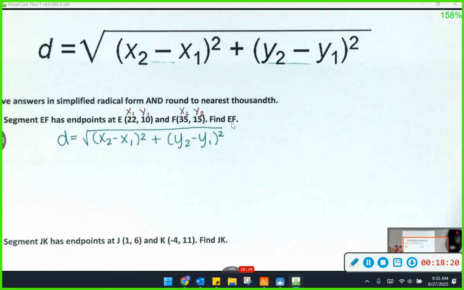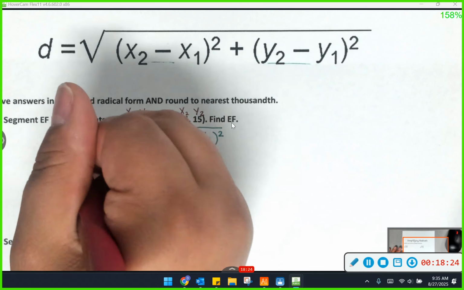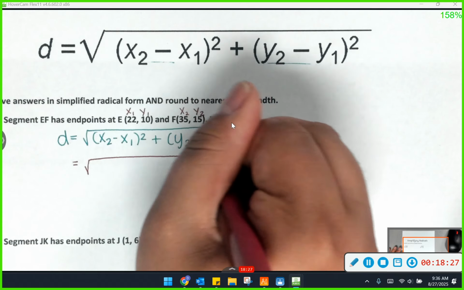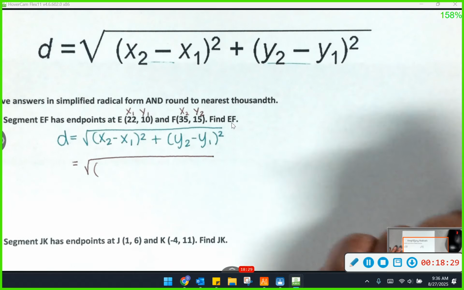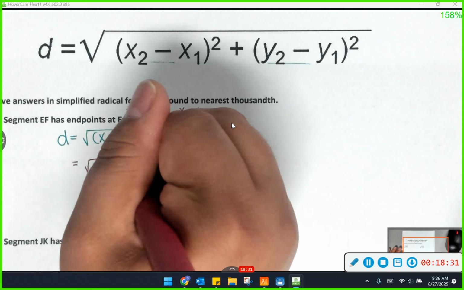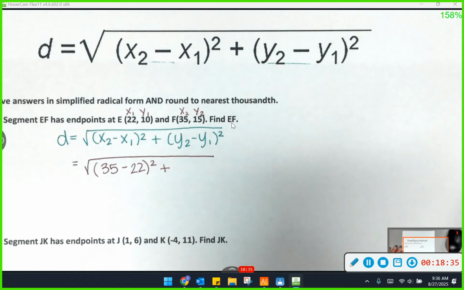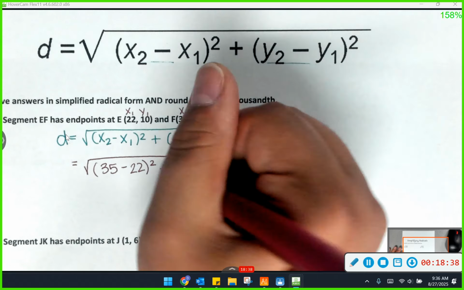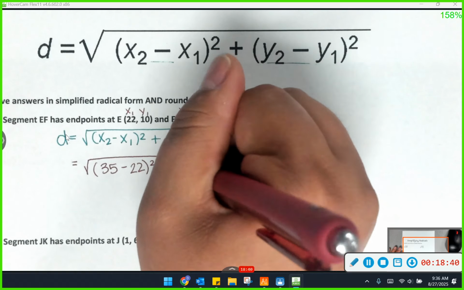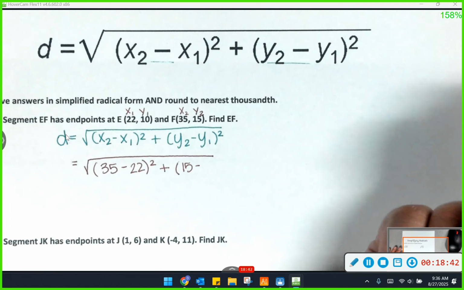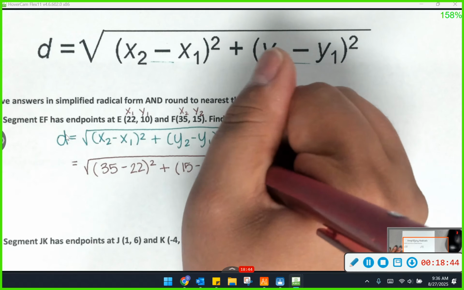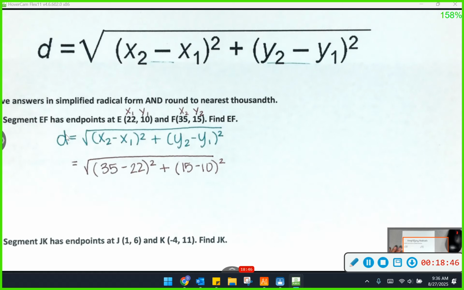And what are we going to do now? Plug it in first. So this is going to equal x2, which is 35, minus x1, 22, squared. Don't forget that squared. Plus y2 minus y1. And don't forget the squared. We okay so far? Yes.